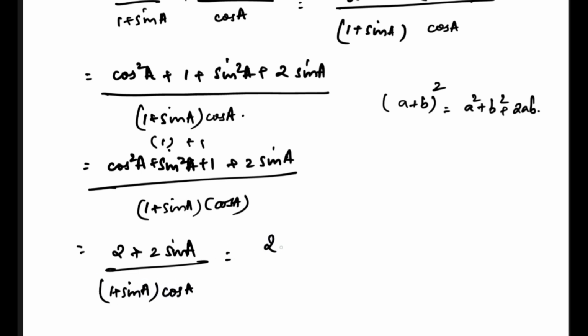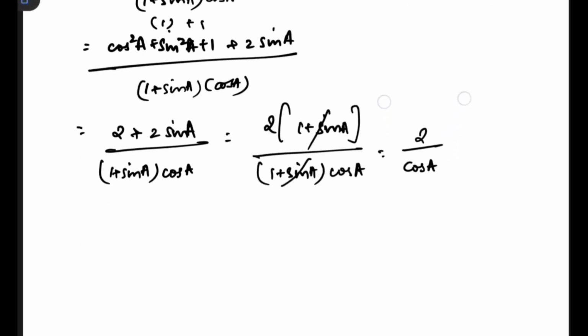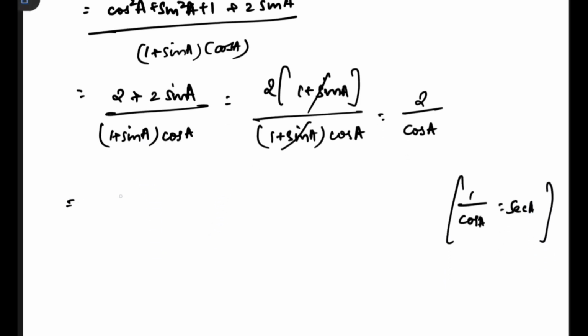We can take 2 common. So we will get 2 into 1 plus sin A divided by 1 plus sin A into cos A. Cancelling out the terms, we get 2 by cos A. We also know that 1 by cos A is secant A. We will get 2 secant A, which is the RHS. Hence proved.